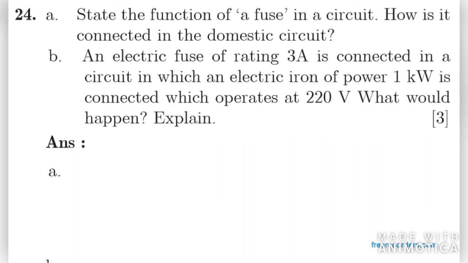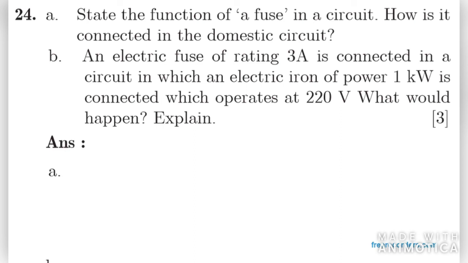In the second part, it says an electric fuse of rating 3 ampere is connected in a circuit in which an electric iron of power 1 kilowatt is connected, which operates at 220 volt. What would happen? Explain. So we have P, power, here in kilowatt. So we have to convert it into watt, divided by V. V in this case is 220. So 1000 watt over 220 volt. It would be 4.55 ampere.